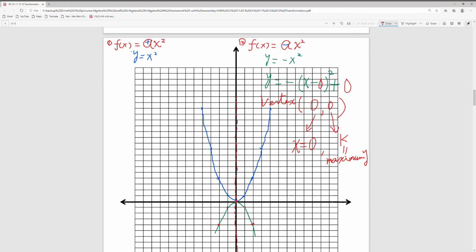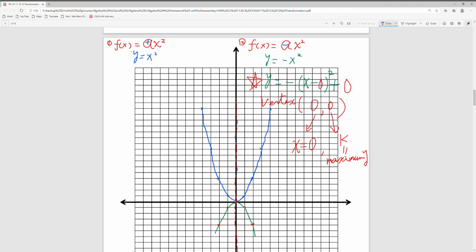Okay, so keep going to our second part of the video for transformation. At the end of the last video, I showed you if you have a negative sign, then the graph will be upside down, and then I added one more line.